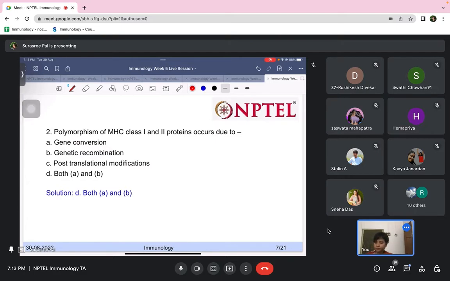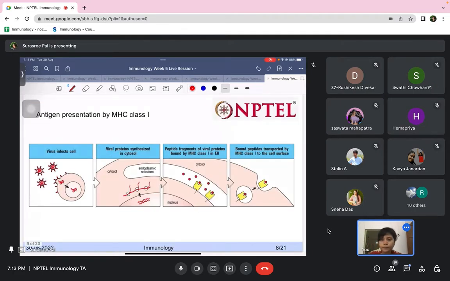Okay, so now I'd like to go to the antigen presentation part of the MHC molecules. In the last class we were discussing how the MHC class 1 molecules present the antigen, where it gets its antigen, how it is expressed on the cell surface, and similarly for class 2, what happens, is it the same or is it different? So now we will answer this one by one.